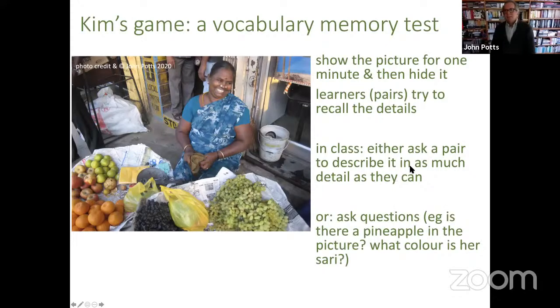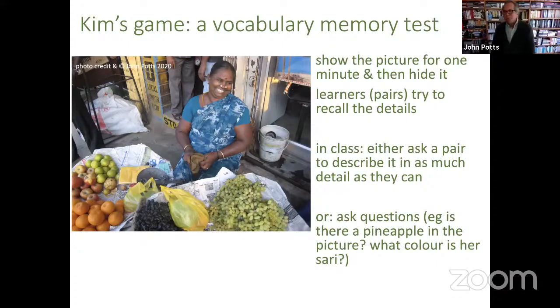Or we can ask questions like, is there a pineapple in the picture? Or what color is her sari? And so on. Okay. So that's a level you can do at most levels. I think it's obviously younger learners will like it. It could even be interesting for older learners because it's more playful, more fun.